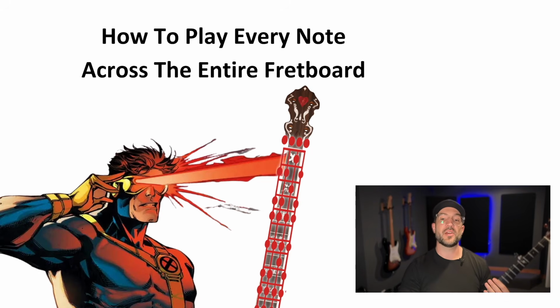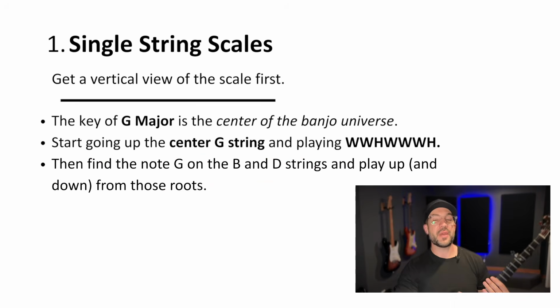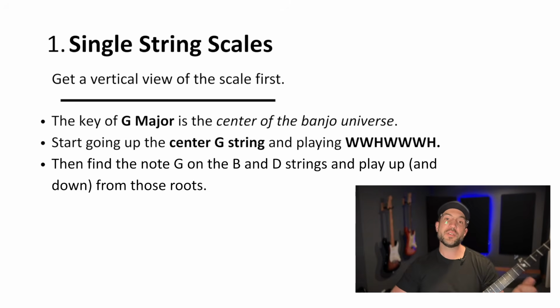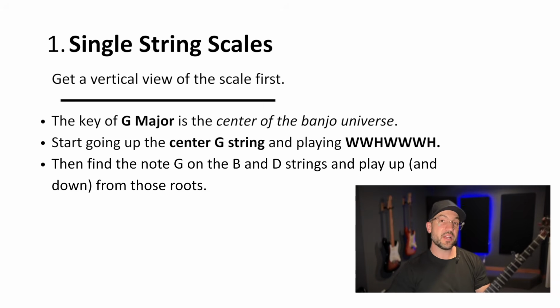So how do we get there? Well, first things first, I want to develop a vertical view of the scale. So I will just go up single strings. And this is so easy that a beginner can do it. And I will play that whole step, half step, whole step, half step formula, which gives me the major scale up the center G string. So I'll start on G, whole step, half step, whole step, half step. And that's a nice vertical view of the notes in the key of G up that center G string.